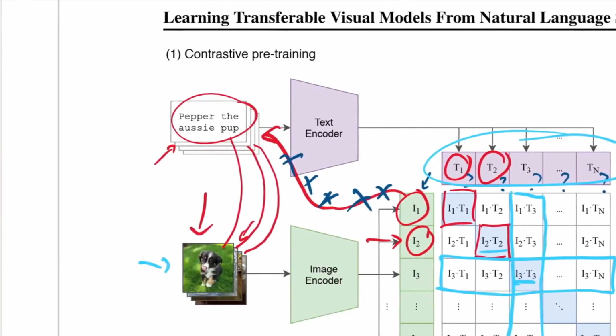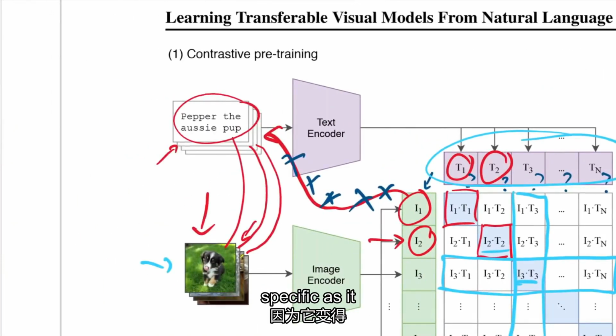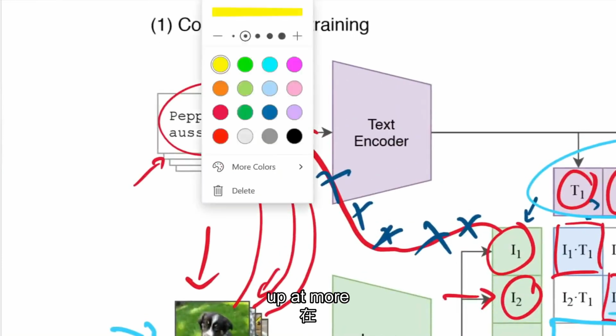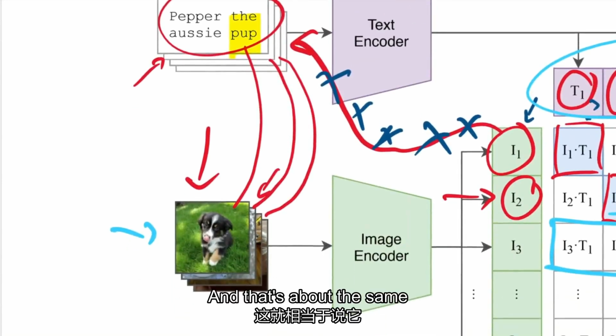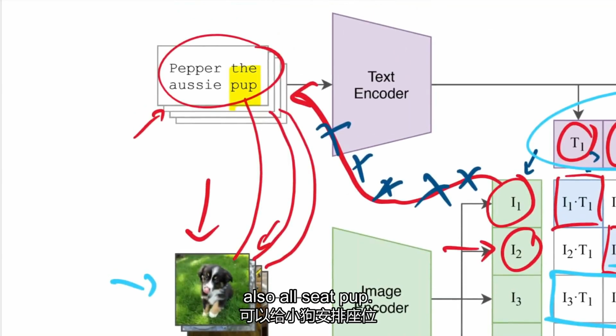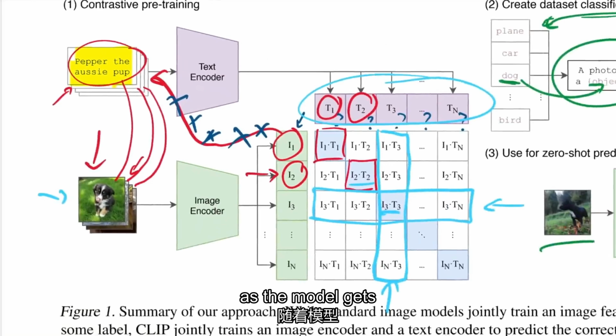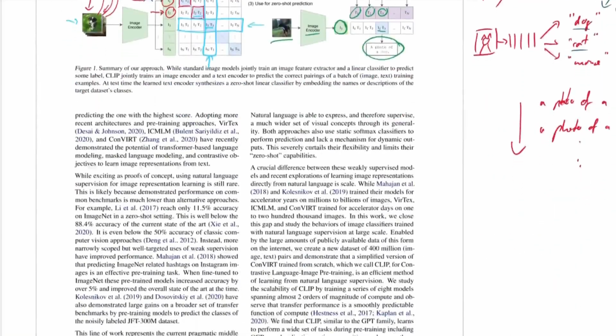Whereas this model here, this model is specific. As it gets better and better, it will pick up more of the text, right? So in this case, maybe if the model is pretty weak, still it will focus on this pup, and that's about the same as saying, okay, it's a classifier of a dog. But then we can also say Aussie pup, if it incorporates that, if it gets better, well, it can differentiate it from other dogs. And by the way, it's a pup, so it's a young dog. It can also eventually learn its actual name, right? And so on. So you can see that as the model gets stronger, it can pick up more and more nuances of the data set.